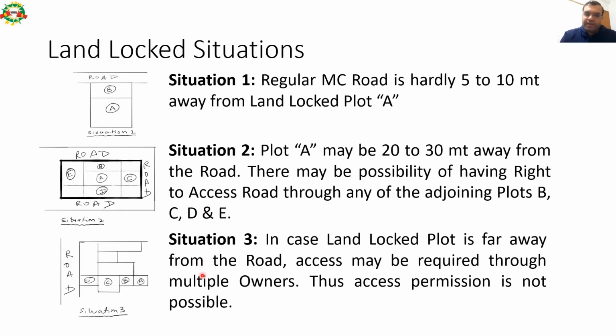Situation number 3 is where a landlocked plot is far away from the road, and access may be required through multiple owners, so access permission is not likely. Here, if plot A wants access to the main road, it needs permission from the owners of B, C and D. So three owners are involved. There are very bleak chances that all three owners will agree to give a right of way to the owner of A, and this land will remain landlocked. It is a high probability. So let us understand all these three situations and how they affect the value of the landlocked land, with the help of an example for each of the three situations.